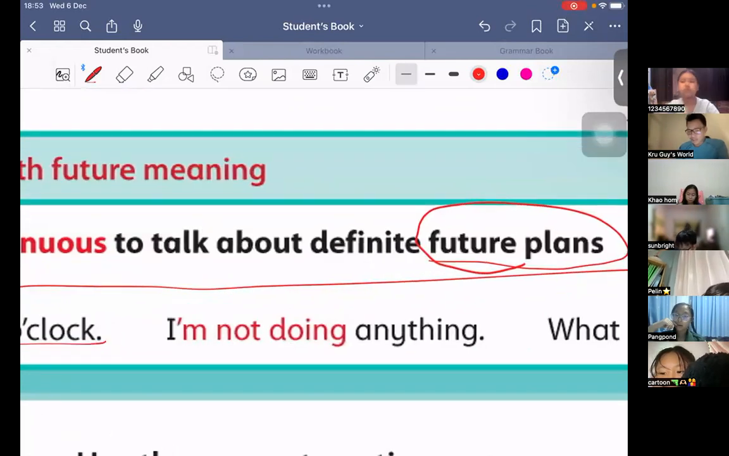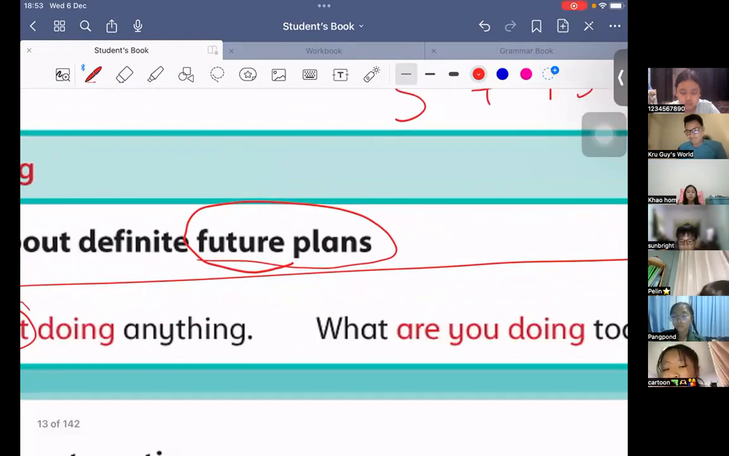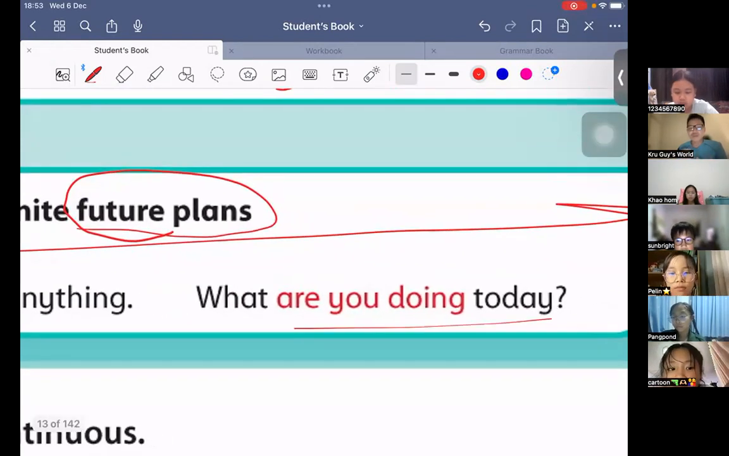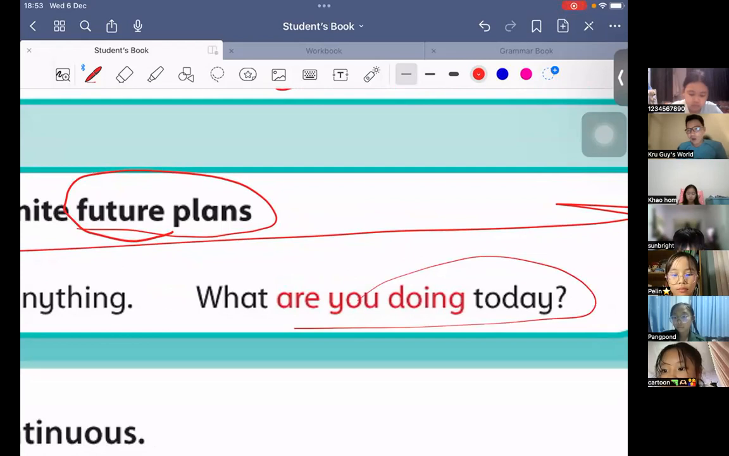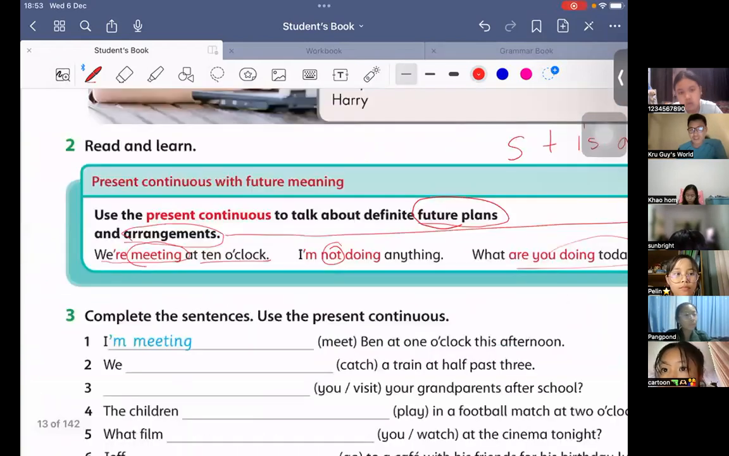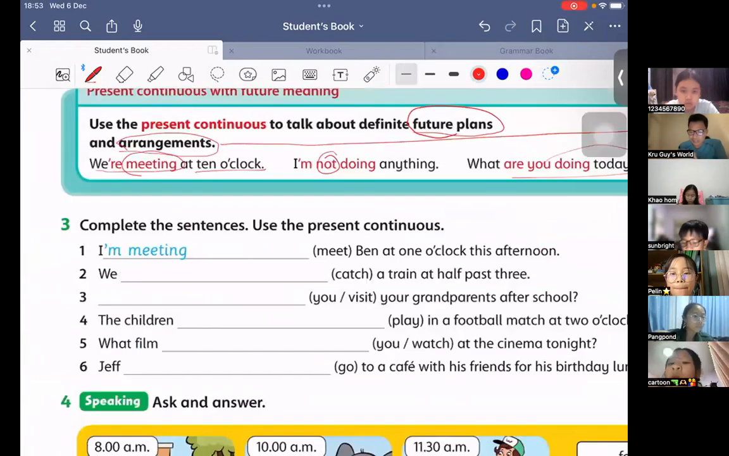So if you want to make a negative form: I'm not doing anything. What are you doing today? What are you going to do after lunch? What are you going to play after dinner, whatever?